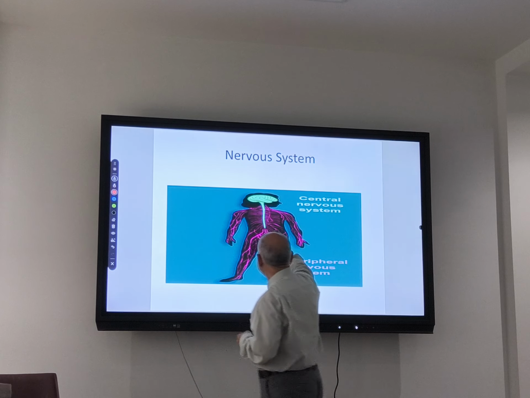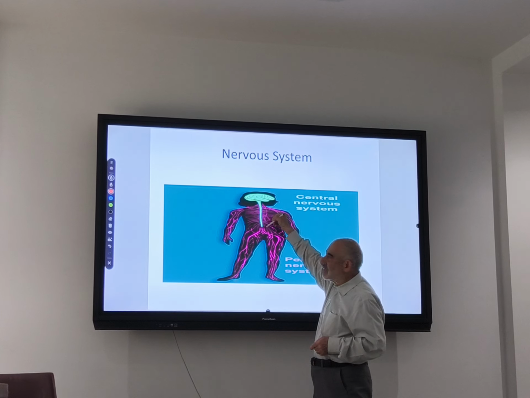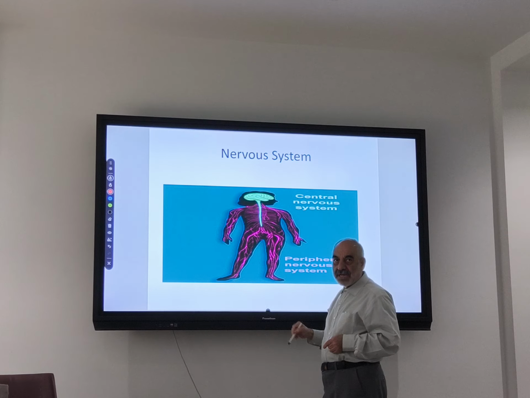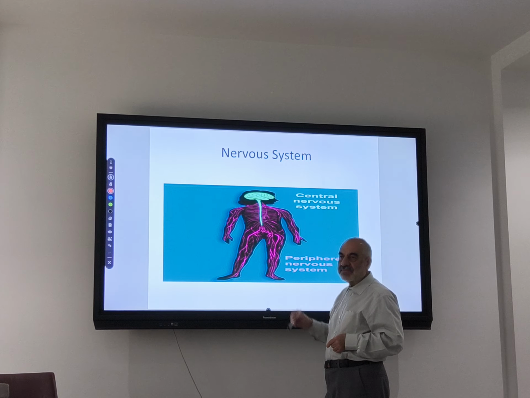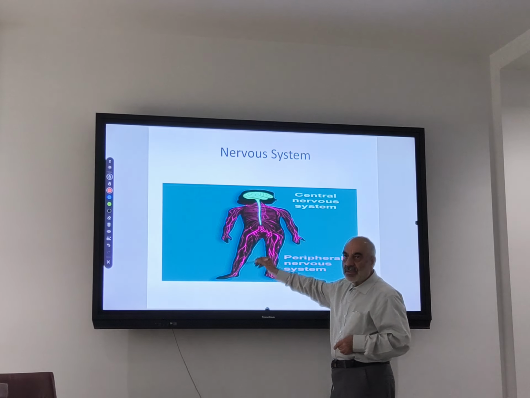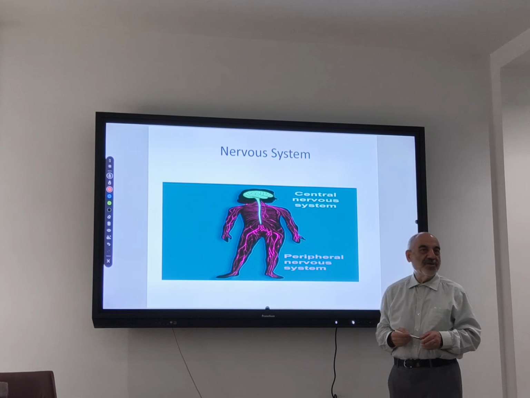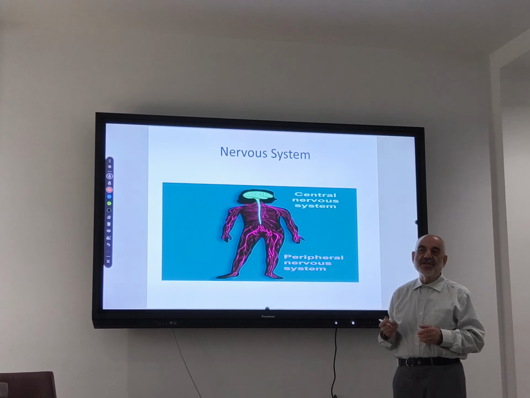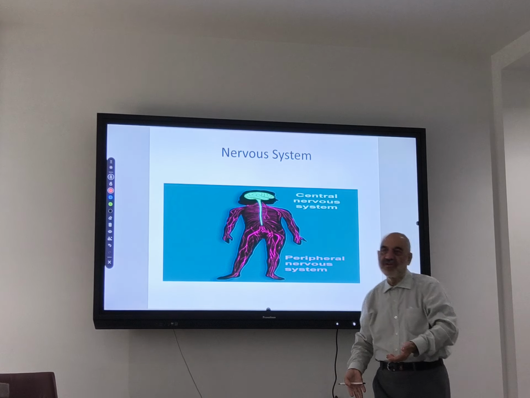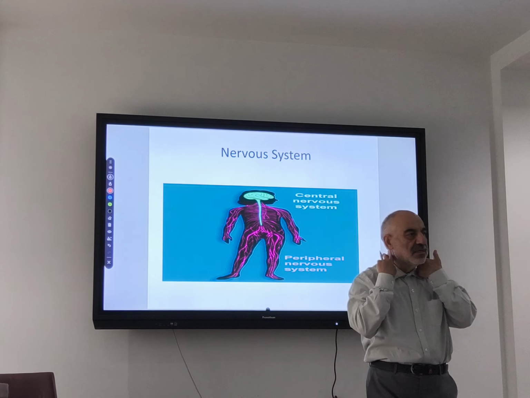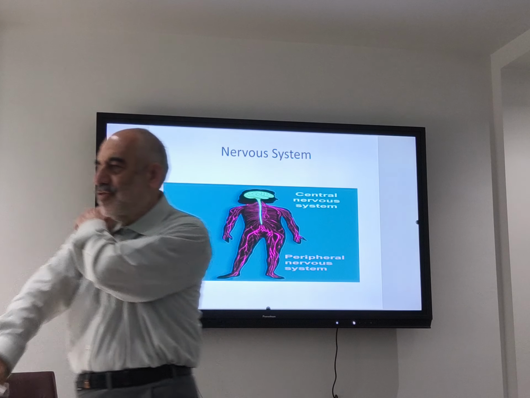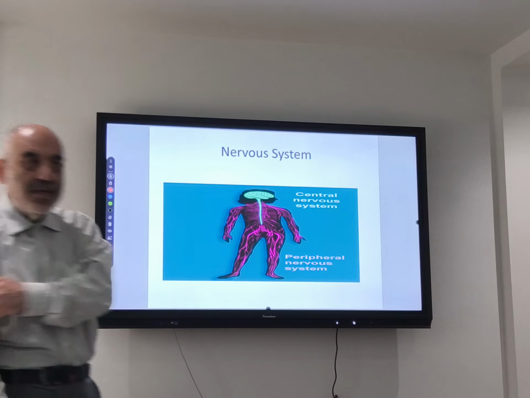And this is central. As you see, brain, spinal cord injury. These are the peripheral. Radiculopathy is peripheral. Peripheral nerve injury is peripheral. Disc herniation is peripheral. Disc herniation is peripheral. It affects the roots. Okay? It's important.